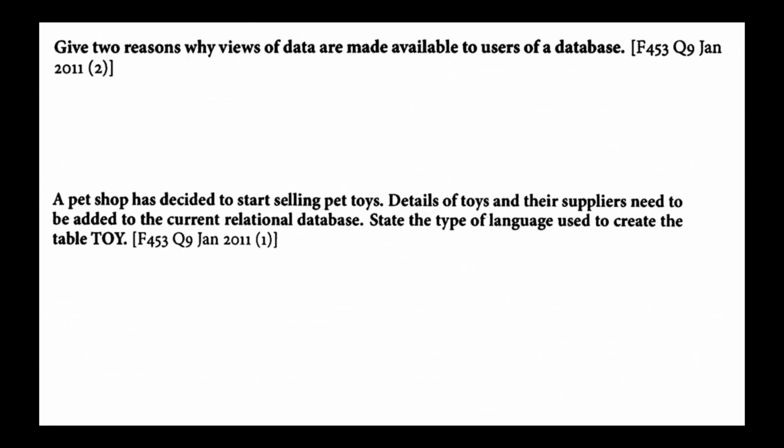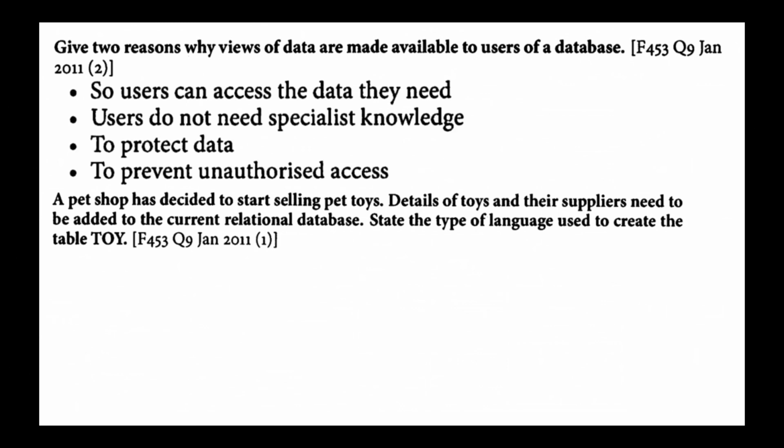Give 2 reasons why views of data are made available to users of databases. It gets the information that they want. It prevents unauthorized access. So users can access the data they need. Users do not need specialized knowledge, to protect data, to prevent unauthorized access.